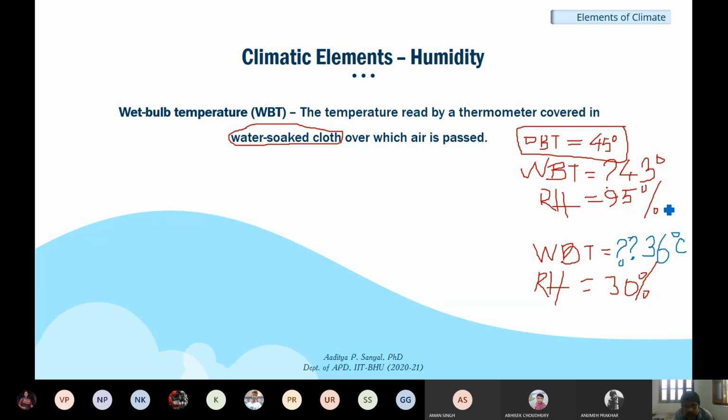This WBT is the temperature that you feel on your body. DBT is what actually the IMD tells you, whereas WBT is what you feel. 29 degrees Celsius. What you feel is much lower.